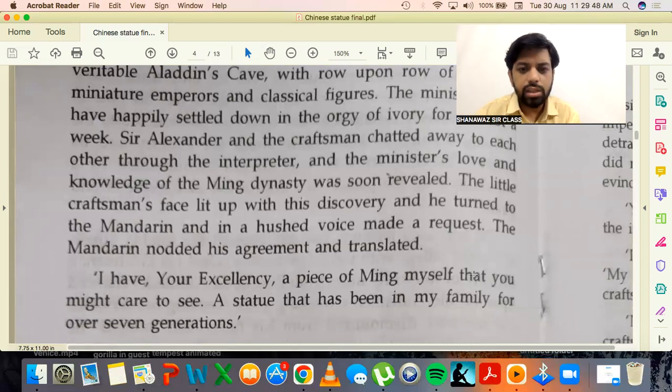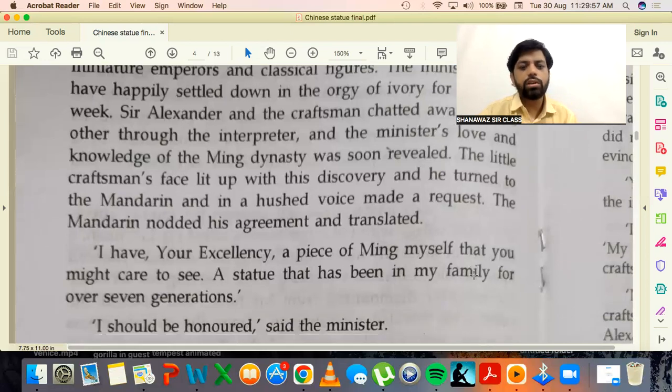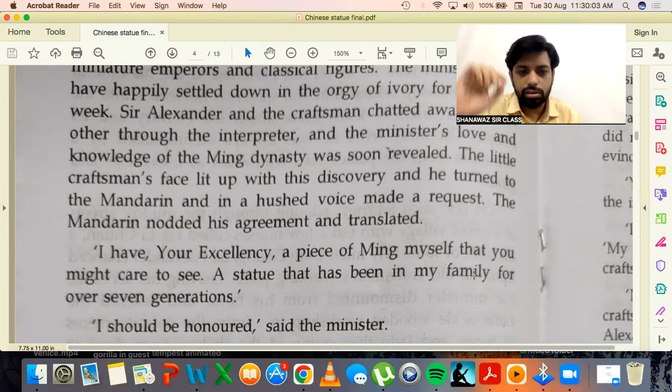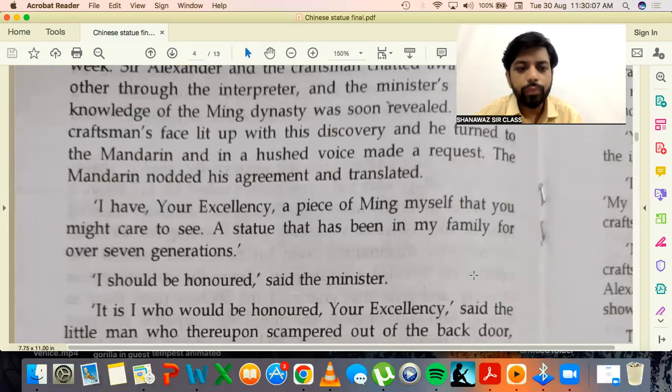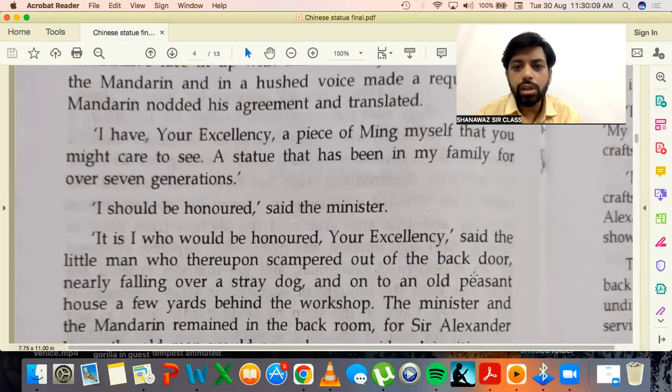"I have, Your Excellency, a piece of Ming myself that you might care to have. A statue that has been in my family for 7 generations." So this man said that he would show a special piece of art that has been in his family for many, many generations. So Alexander Heathcote said, "I will be honored, please show me." So the special Chinese statue was shown to Sir Alexander Heathcote.